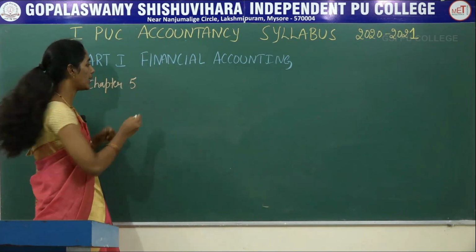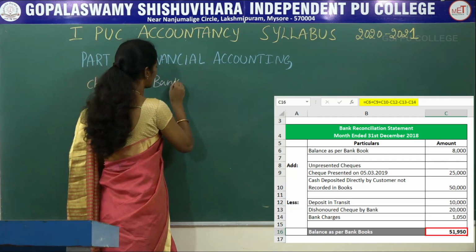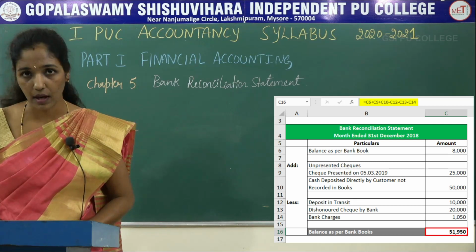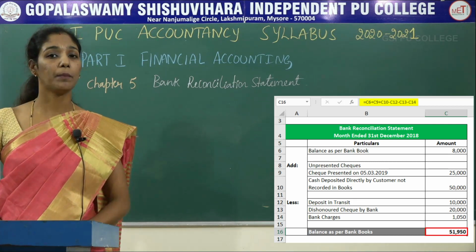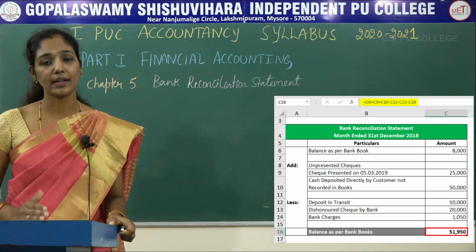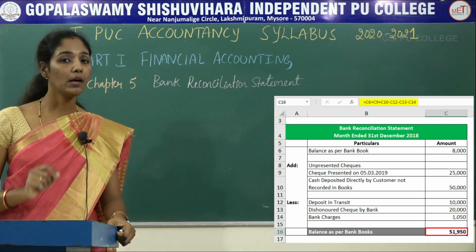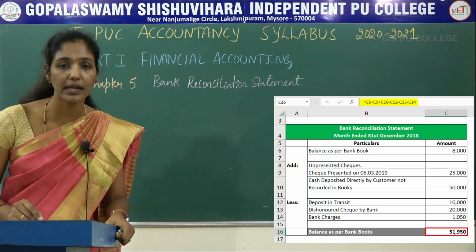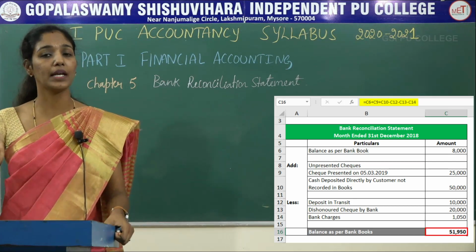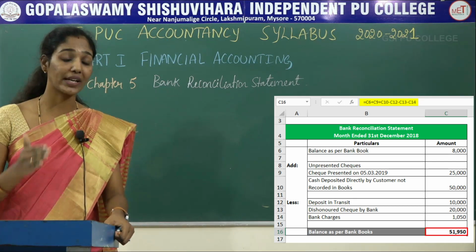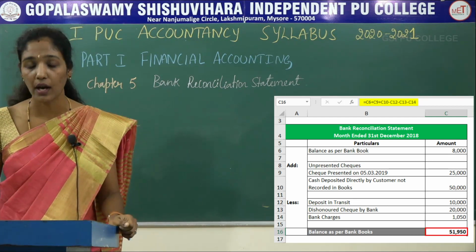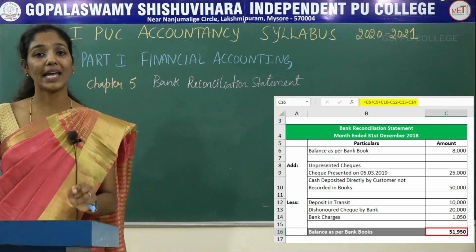The next, chapter 5, bank reconciliation statement. Usually, the cash book is maintained by the owner of the business, whereas the passbook is maintained by the bank. Why does the bank issue a passbook? Because it enables the customer to check their funds in the bank regularly, and at the same time, the cash book also helps the businessman to know about the cash receipts and the cash payments made during the particular accounting period, and these must show the same balance.